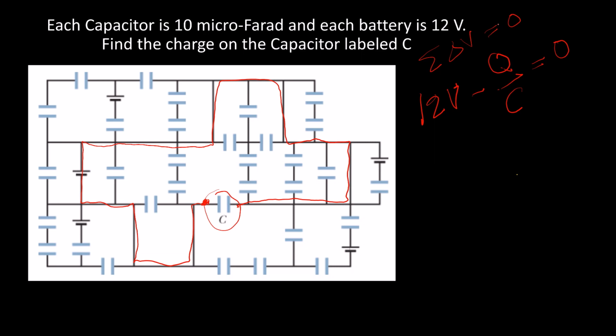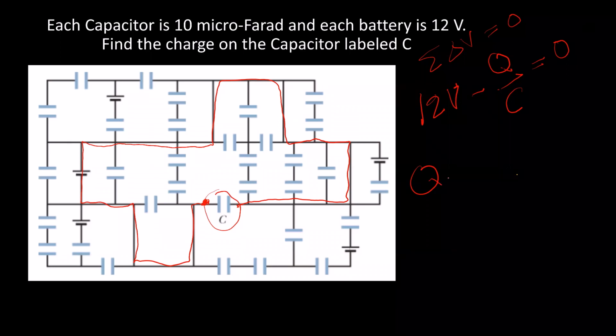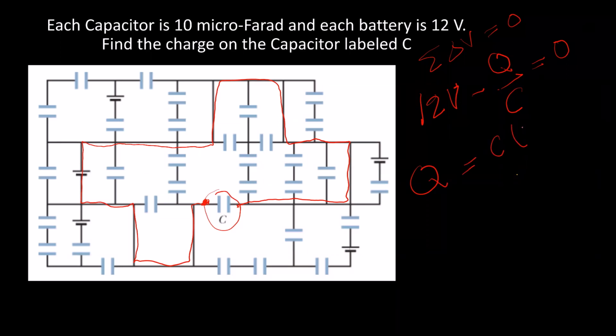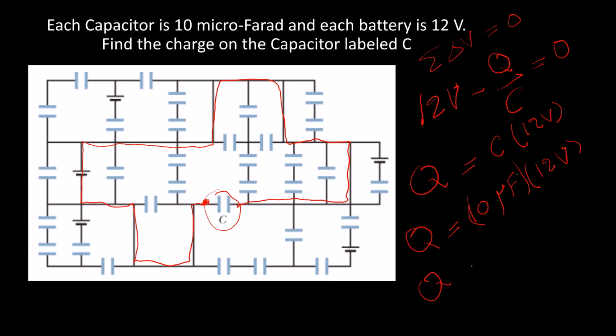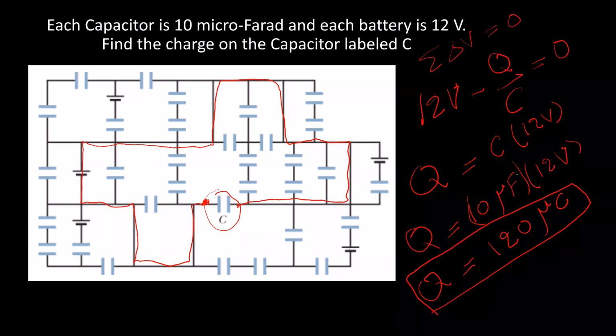Okay, and then now because you have the capacitor, you can find the charge. So Q is equal to C times 12. C is 10 microfarad, so Q is equal to 10 microfarad times 12 volts. So that becomes 120 microcoulomb, or 1.2 times 10 to negative 4, as you said.